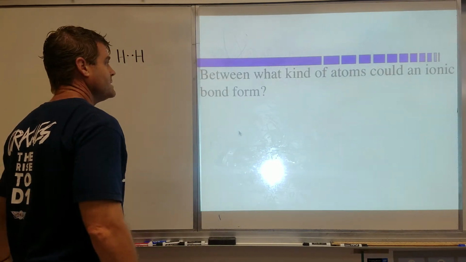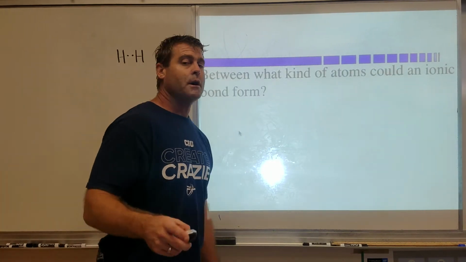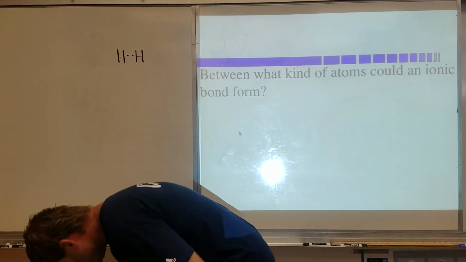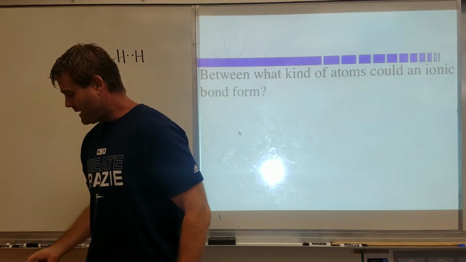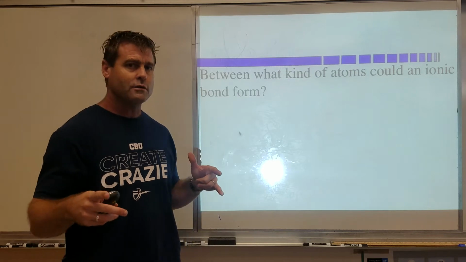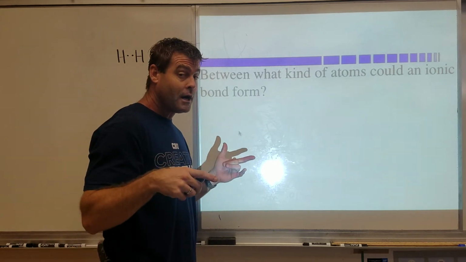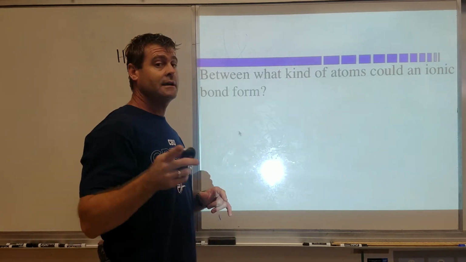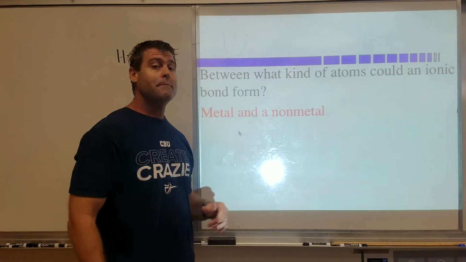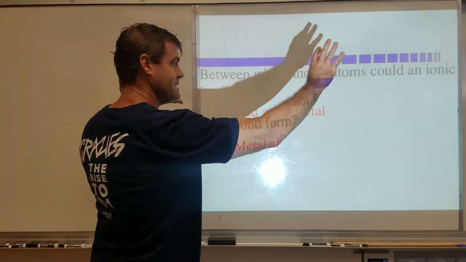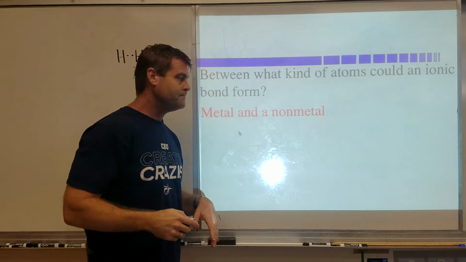Okay, so the question is, between what kind of atoms could an ionic bond form? This is a question I'm hoping you guys would pause and think about. We're doing a little review. When it's an ionic bond, hopefully you guessed correctly, between a metal and a non-metal. Remember, opposite sides of the periodic table.